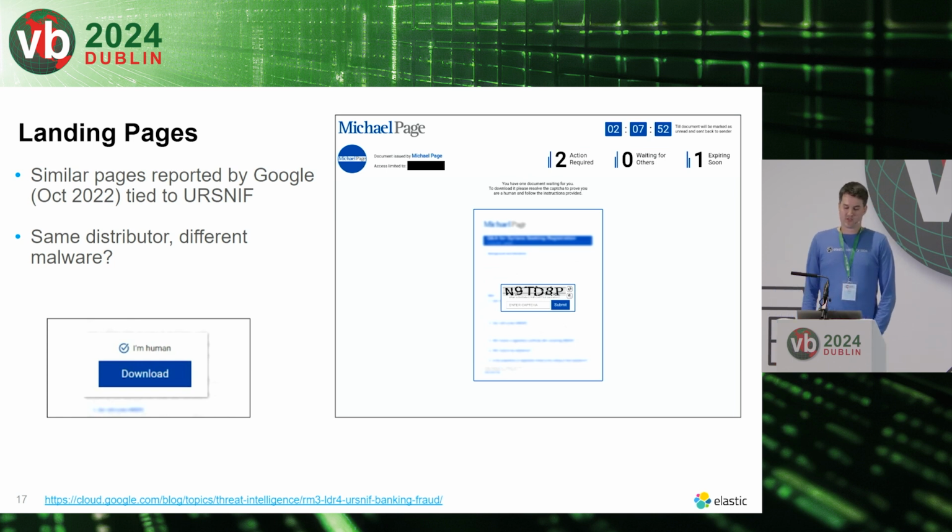During the research, one piece that I thought was interesting was the landing page. This exact landing page was previously reported by Google in connection with Ursnif, a banking Trojan malware that they reported on. So from my side, it makes me think, is it the same distributor but a different kind of malware, right? This is WARMCOOKIE this time, but did they distribute Ursnif in the past?